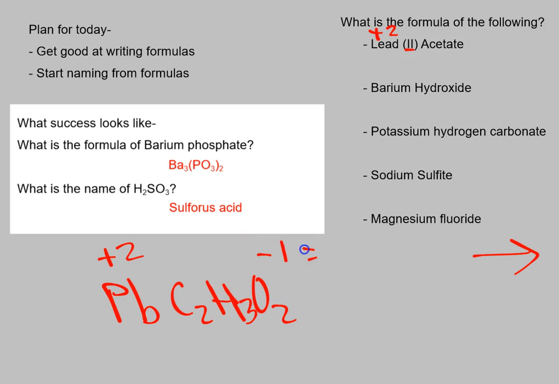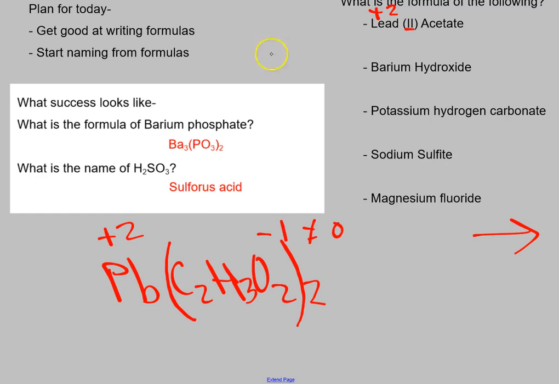Does this right here equal 0? No, so I have to drop and swap. I need to take this 2 and put it over here. But I don't have 22 oxygens, so I need to make sure I put parentheses in and have the number on the outside.